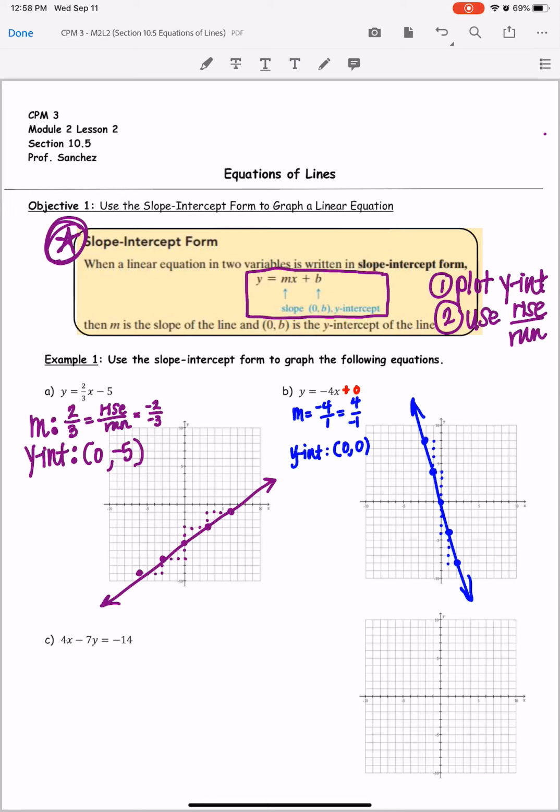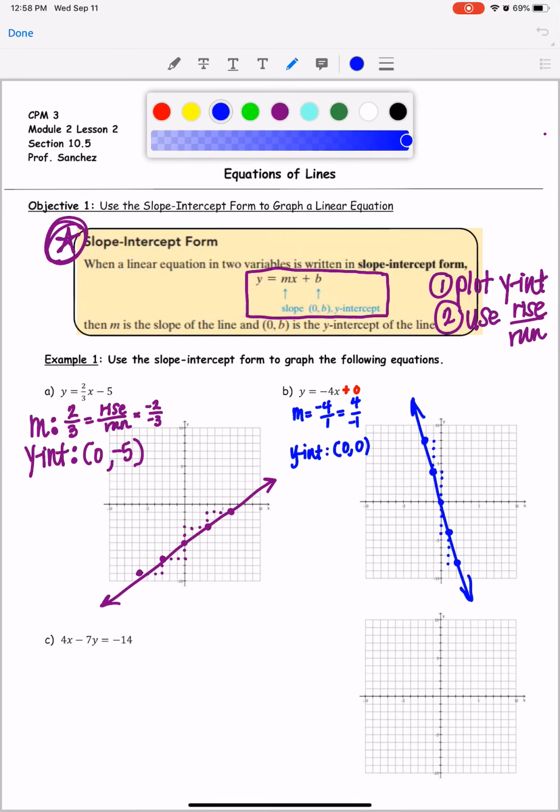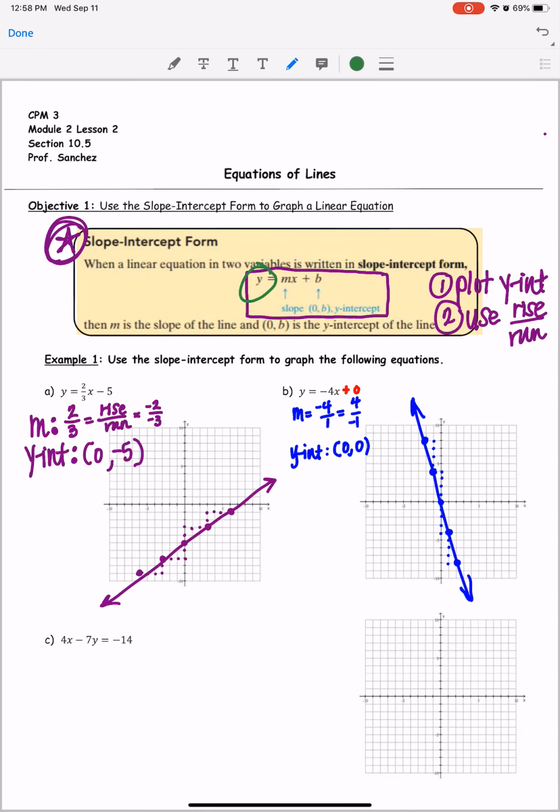All right, so on C, same thing, but notice that on this one, it is not in your slope-intercept form. Slope-intercept form means it's solved for y. This is not solved for y. So this goes back to what we did last lesson. You need to get y by itself. So the opposite of a positive 4x is to subtract 4x.